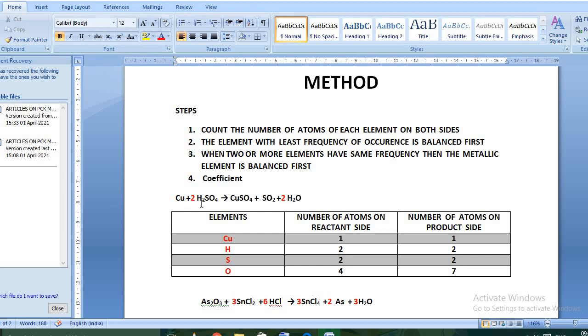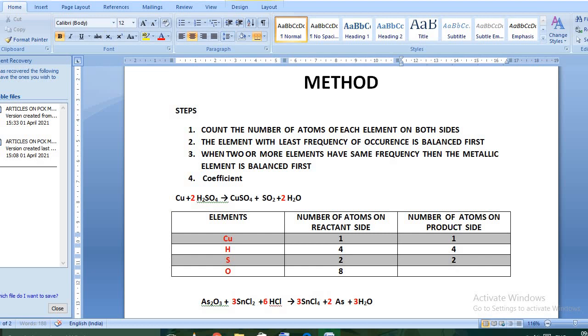Now 2 into 2 is 4 hydrogen here, and here also 4 hydrogen. Clear? So copper 1 and 1 balanced, hydrogen 4 and 4 balanced, sulfur 2 and 2 balanced. Now see about the oxygen: 4 into 2 is 8 oxygen here. Here 4 plus 2 is 6, 6 plus 2 is 8. So oxygen also got balanced.